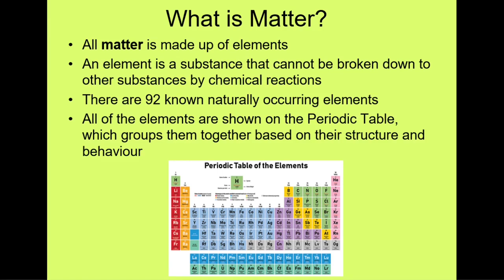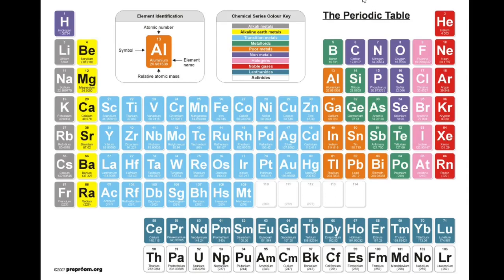So, as I said, all of the elements are shown on the periodic table, and this groups them together based on their structure and behavior. So what we can see here is the periodic table. I'm sure you're all familiar with it and have seen it before. And it really is a really impressive feat of human ingenuity. I would recommend that you go online, and if you search for an interactive periodic table, you can go through the different elements on it and learn a little bit about maybe not all of them, but you can certainly look at some of the ones that are of most interest to you and to us.